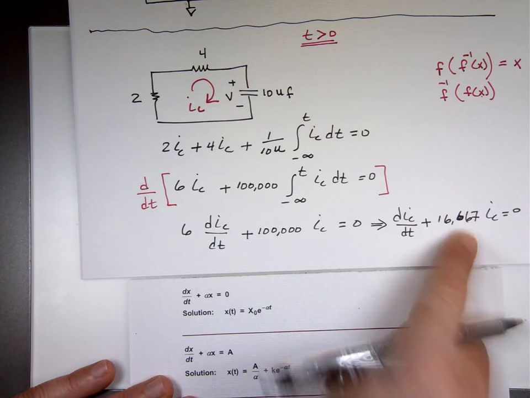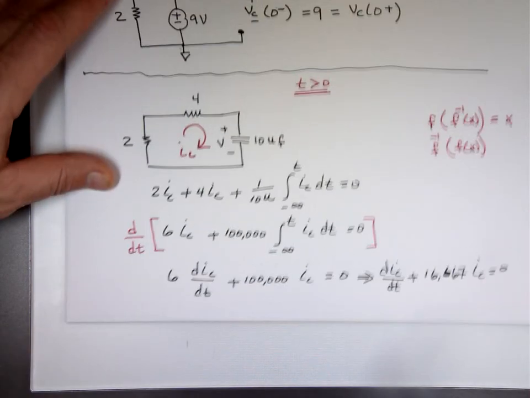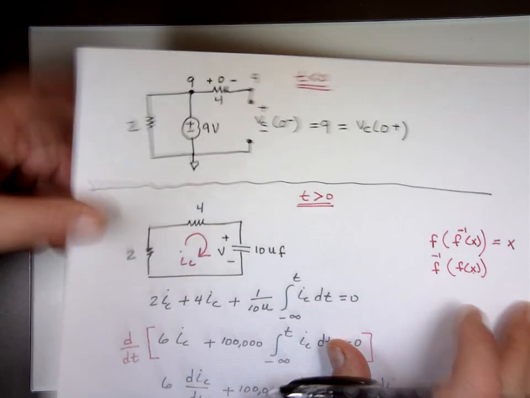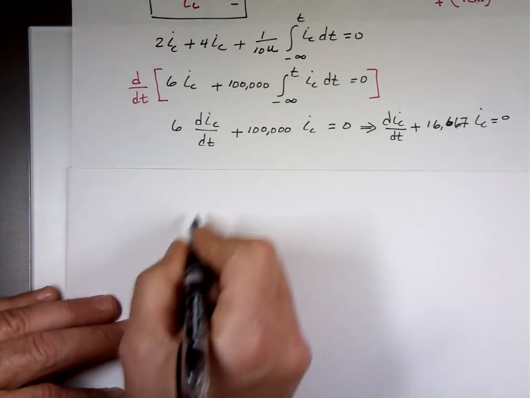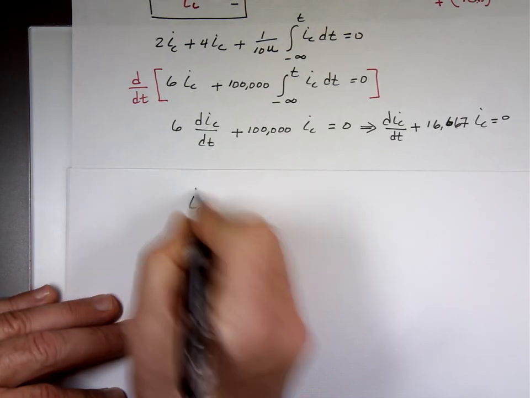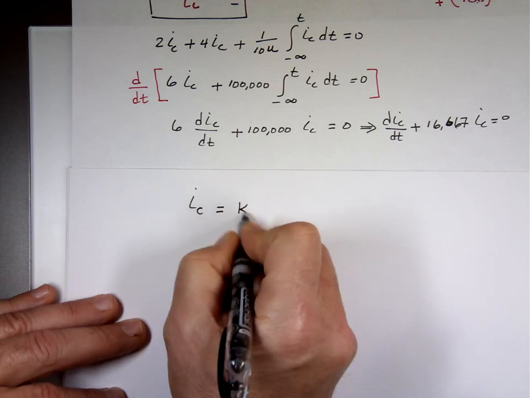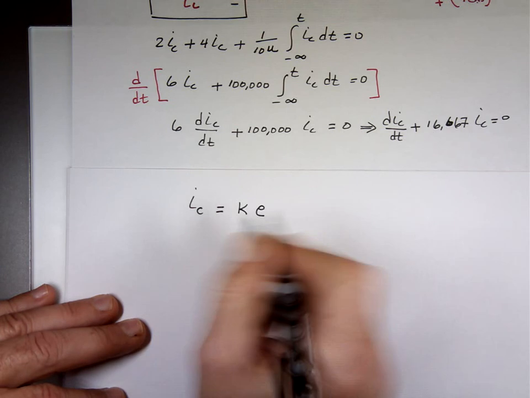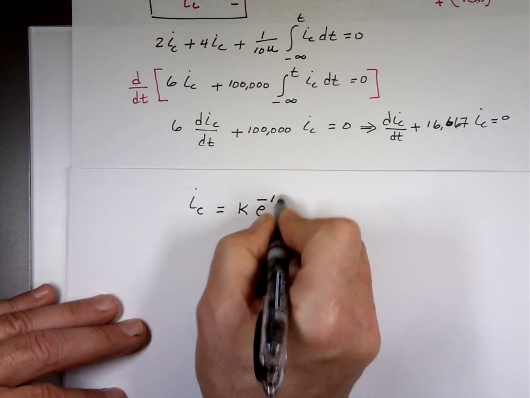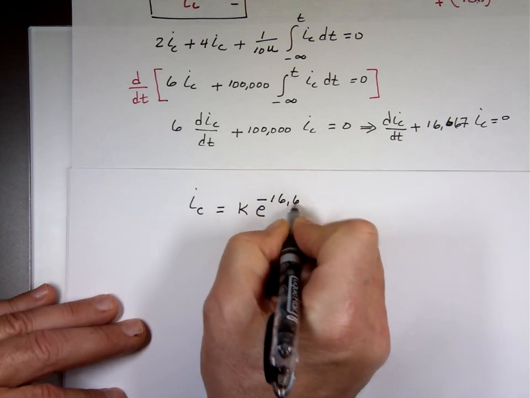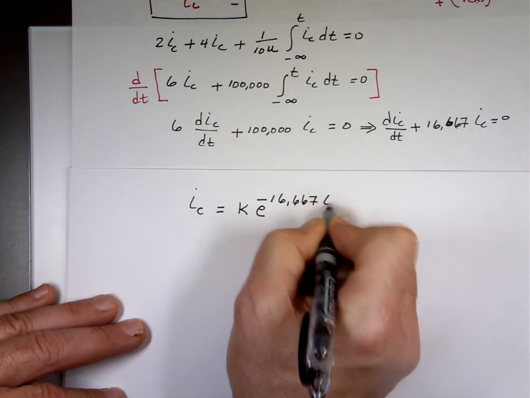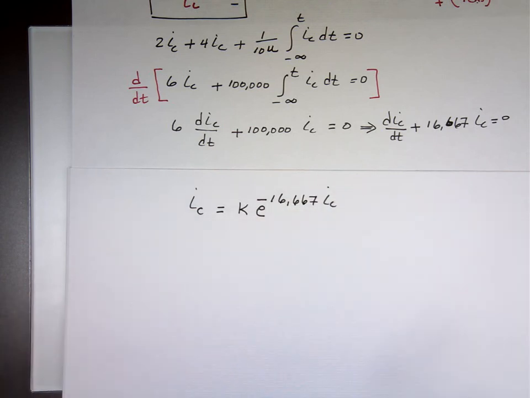So the current through the capacitor is equal to some constant K e to the power of negative 16,667 times t. Oh, not I_C, times t.